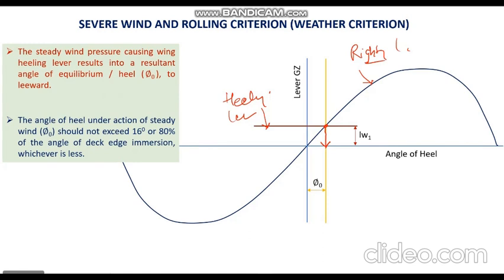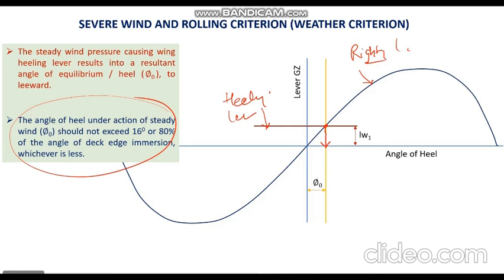80% of the angle of deck edge immersion. So whatever angle of heel the deck will immerse at, it should not exceed 80% of that. If the deck edge is going to immerse at 20 degrees, then 80% will be 16 degrees. If it is going to immerse at 30 degrees, then 80% will be 24 degrees, right? Whichever is less. So if the vessel does not meet this criterion, then she is failing on it. Changes have to be made for the vessel to become compliant.